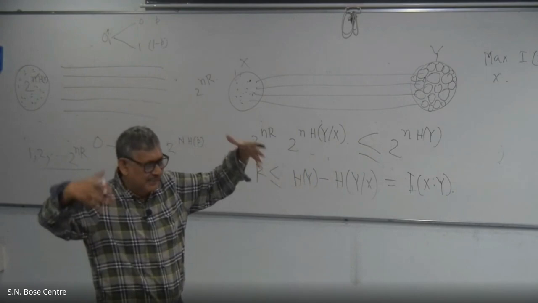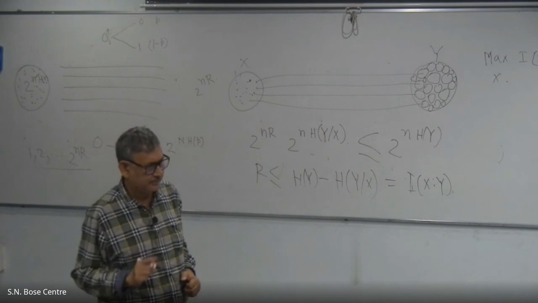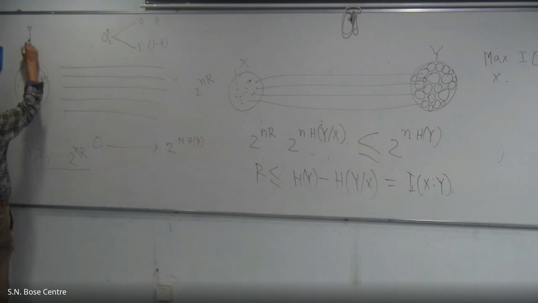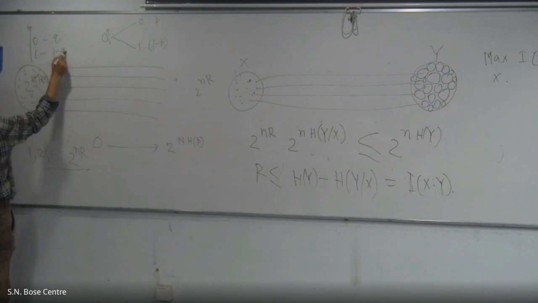Channel is described by P of y given x. Sorry, y given x. That you cannot change. So you have to maximize over the distribution P of x. How is this coming? Zero is coming with probability Q, and one is coming with probability one minus Q. You have to maximize over this because this is in your hand.